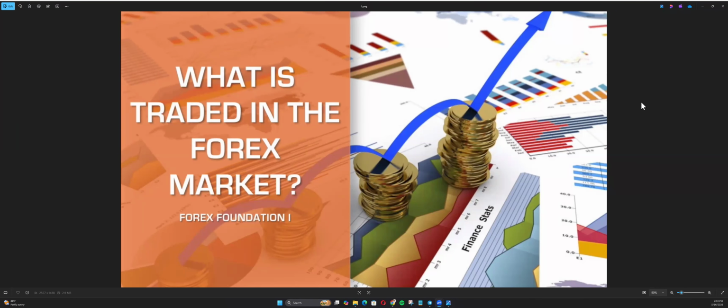Okay, so what is traded in the Forex market? What is traded in the Forex market?